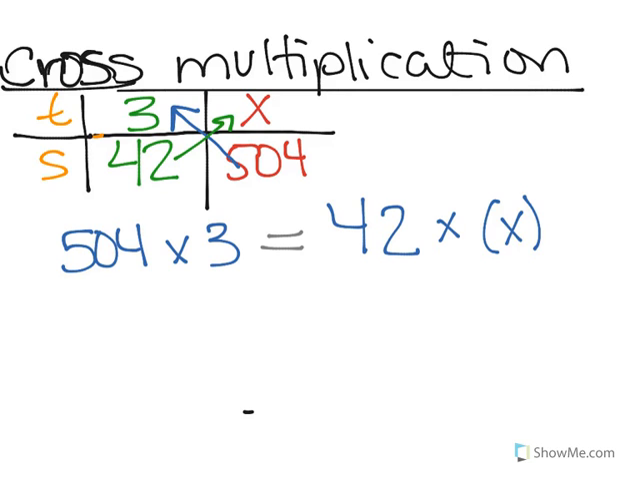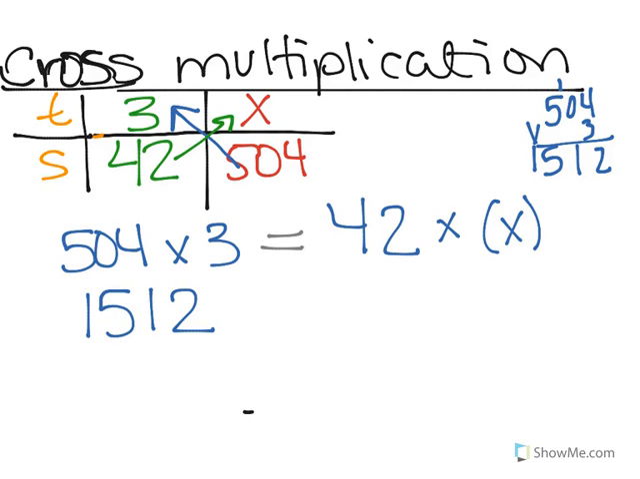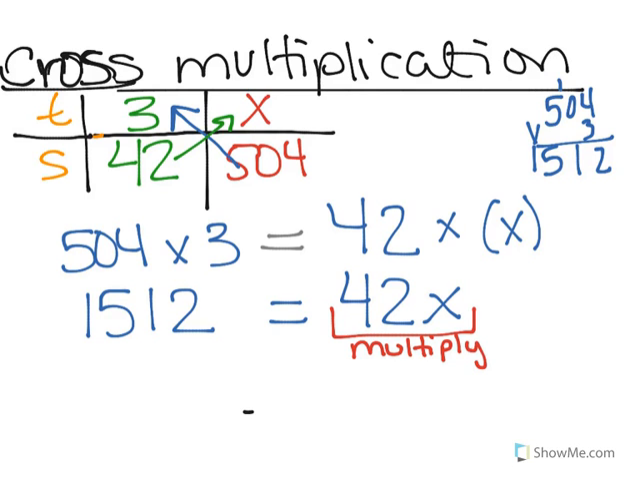The next step is we simplify what we wrote down. So we have 504 times 3. 3 times 4 is 12, carry my 1, 3 times 0 is 0, plus 1 is 1, 3 times 5 is 15, so I have 1,512, and it's equal to 42x. Now, when I write x next to the number, that means to multiply. Okay, this means to multiply. And you will see that more when you get towards pre-algebra, 7th grade, 8th grade, and higher.